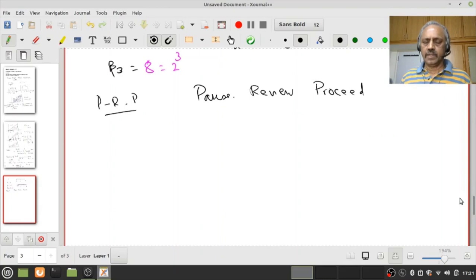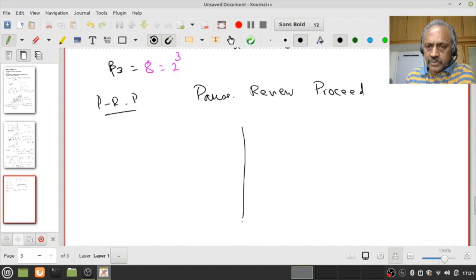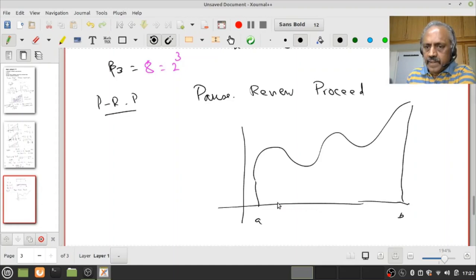There may be many partitions. You will see that, depending upon the situation, I will choose my partition. That is where the real strategy comes. Now how do I use a partition? Once I have a partition, let us look at this example again. Don't worry about whether the picture looks good or bad. This is my A, this may be my B, and suppose I have a partition, this is my x1, etc., and let us call it x_{i-1}, x_i. This is my xn, this is my x0.